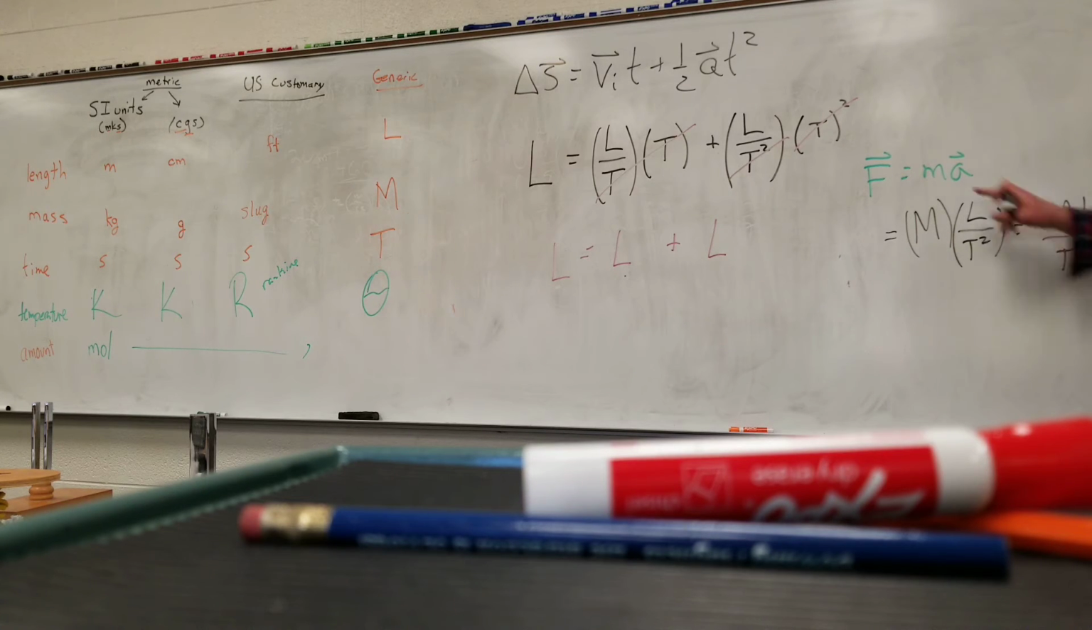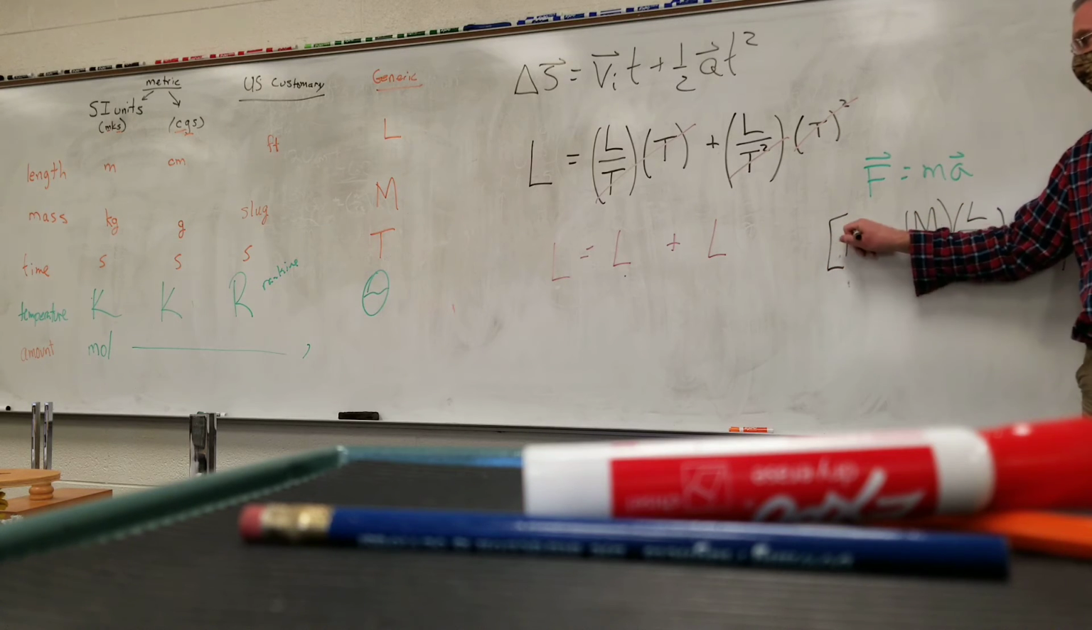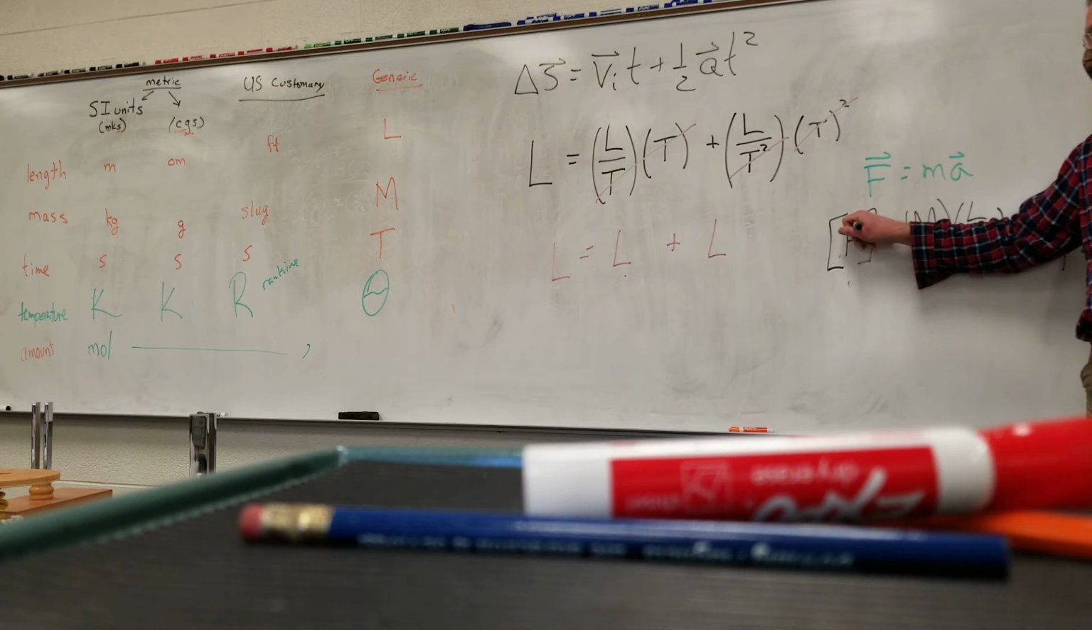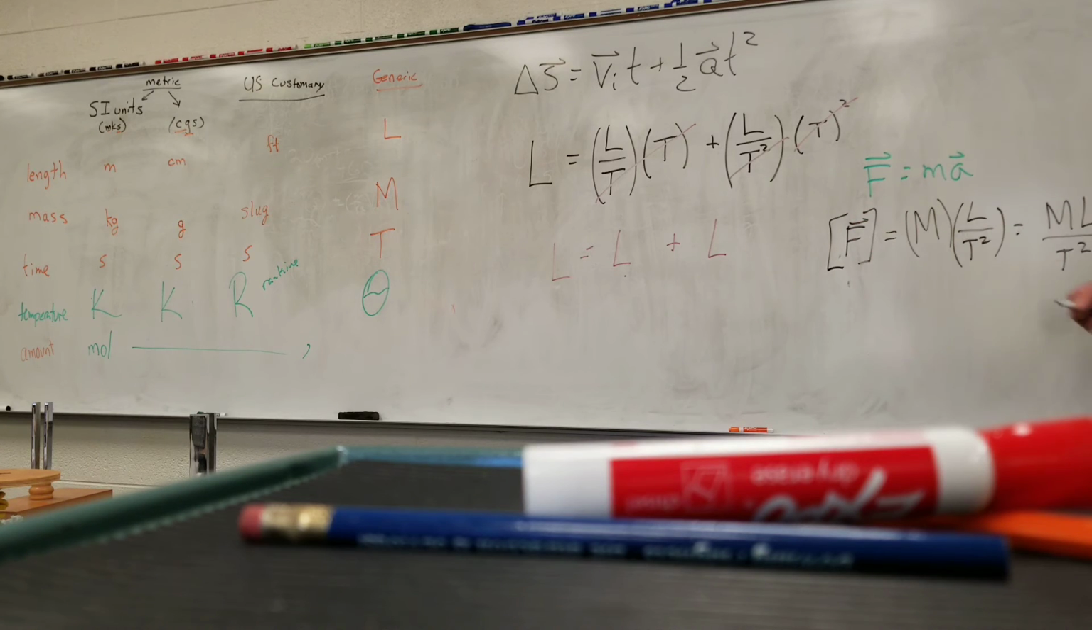Therefore, if this equation is true, then the units of force, and I will represent that by putting in brackets there, the units of force is some mass times some length over time squared. So that means that a kilogram meter per second squared is a unit of force. A gram centimeter per second squared is a unit of force.